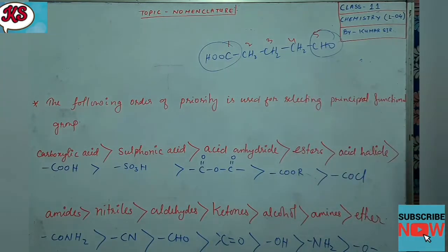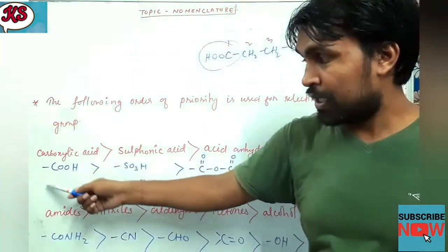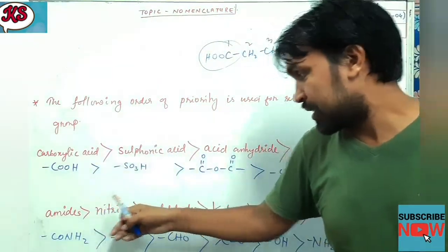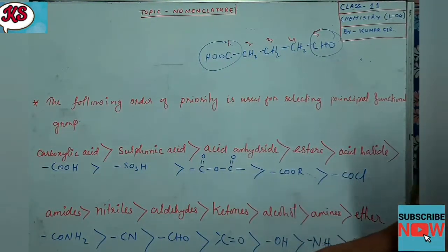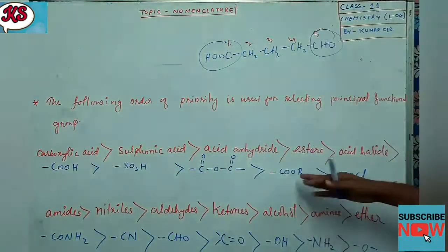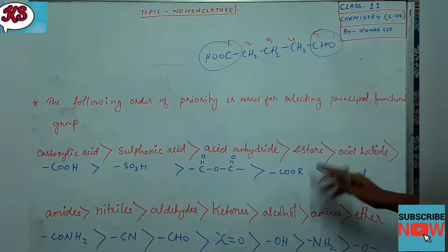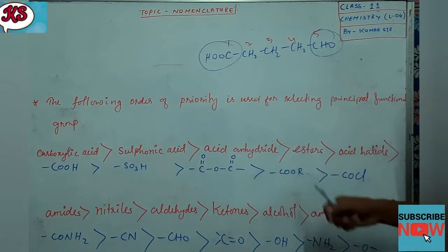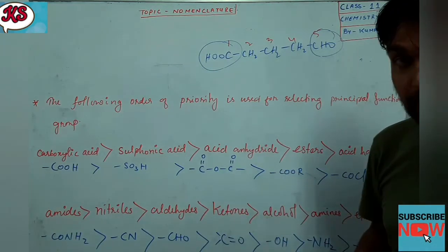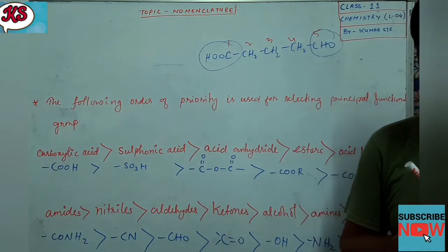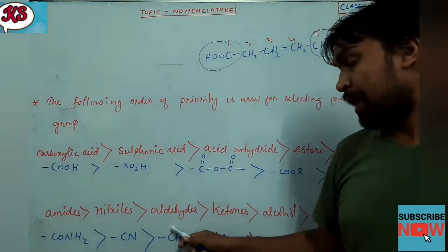Clear or not, students? So here it is written, carboxylic acid. If carboxylic acid and ester are given, then which one to give first preference? Carboxylic acid. If ester and acid halide are given, which one to give first preference? Ester. Then if aldehyde and ketone are given, which one will you give the first preference? Means from where will the numbering start? The numbering will start from aldehyde.